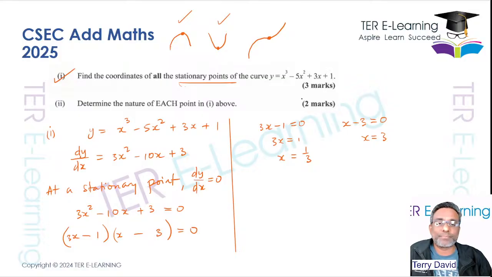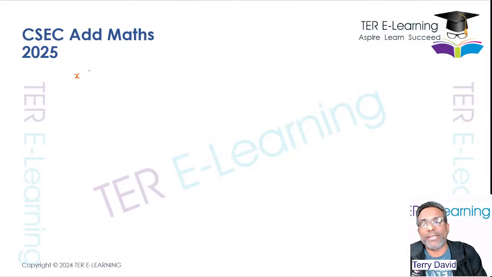So what I've done here is figure out what the x values of those stationary points are. In this case, we need to figure out what the y coordinates are, because we need to figure out what the points are on this curve. So we know x is 1/3 and x is 3. So x is 1/3, and we need to figure out what y is.